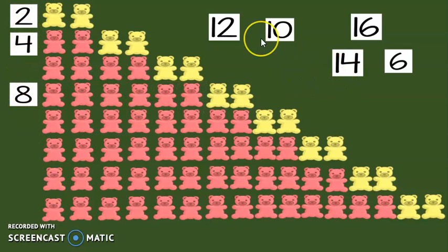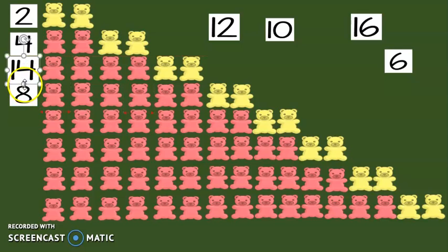Counting by 2s. Now first graders, let's say Mr. Begay grabs this 14 and I put it there. Is that correct? Are there 14 bears all together here? Let's count. 1, 2, 3, 4, 5, 6.